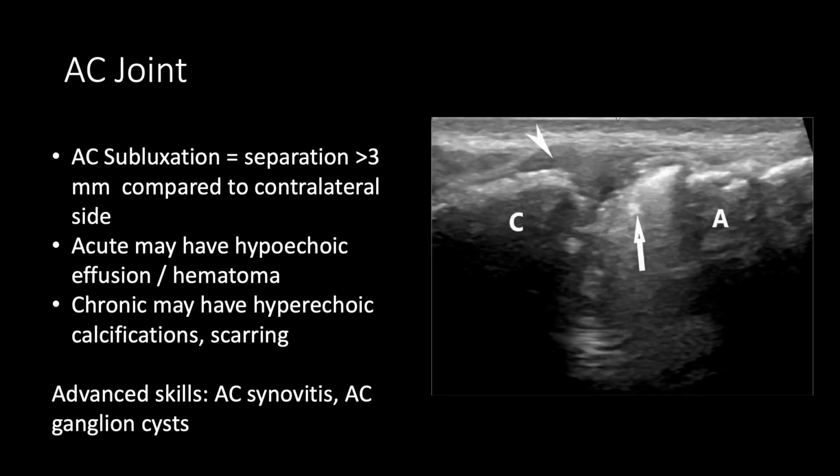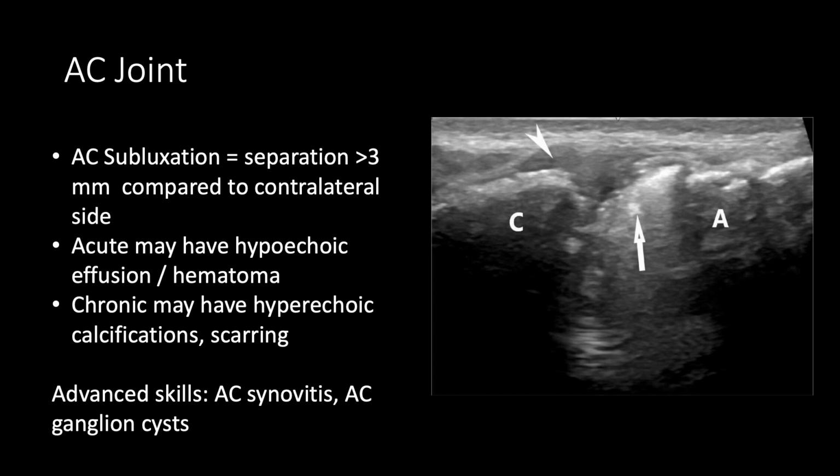The AC joint can be evaluated using ultrasound to assess for subluxation and to guide our acromioclavicular joint injections. From a superior approach, the bony landmarks of the clavicle and acromion can be seen, and this distance between them can be measured using the probe in our measure function. When the AC distance is greater than 3 millimeters different from the distance that you measure on the unaffected contralateral side, this is considered positive.